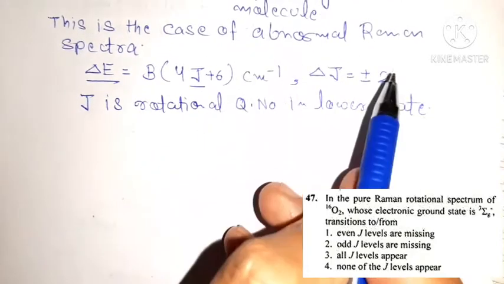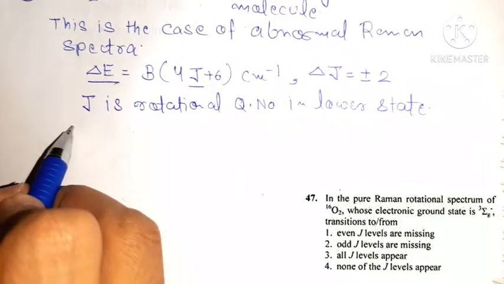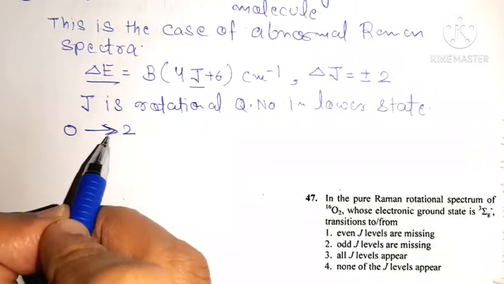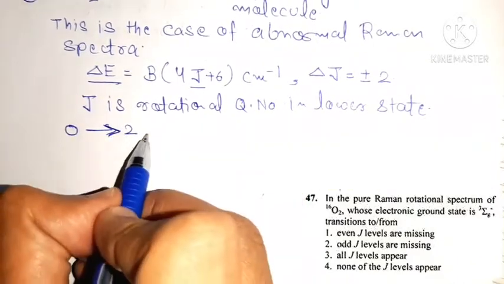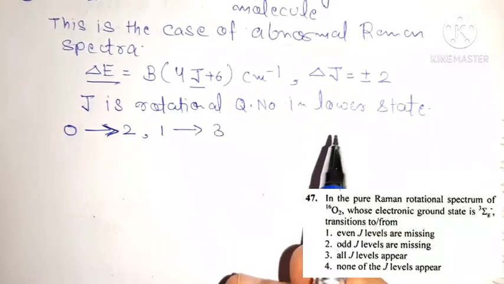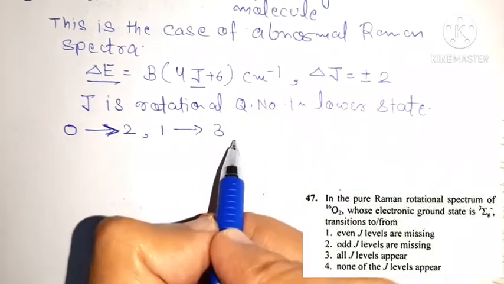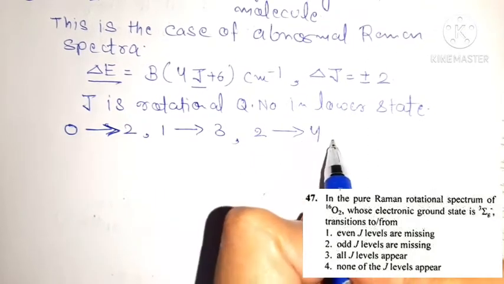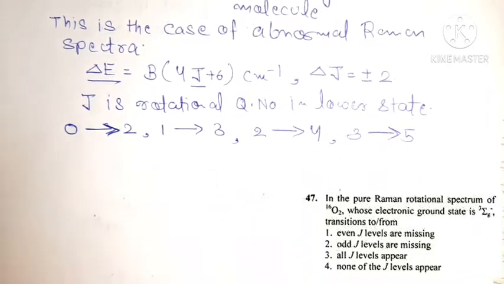Now according to the selection rule, what transition possibilities are there? First allowed transition is from 0 to 2. Here the value of delta J is plus 2. Okay, the second allowed transition is 1 to 3. This is another possible transition because here also delta J is plus 2. The next allowed transition is 2 to 4, and the next allowed transition is 3 to 5. These are the allowed transitions.